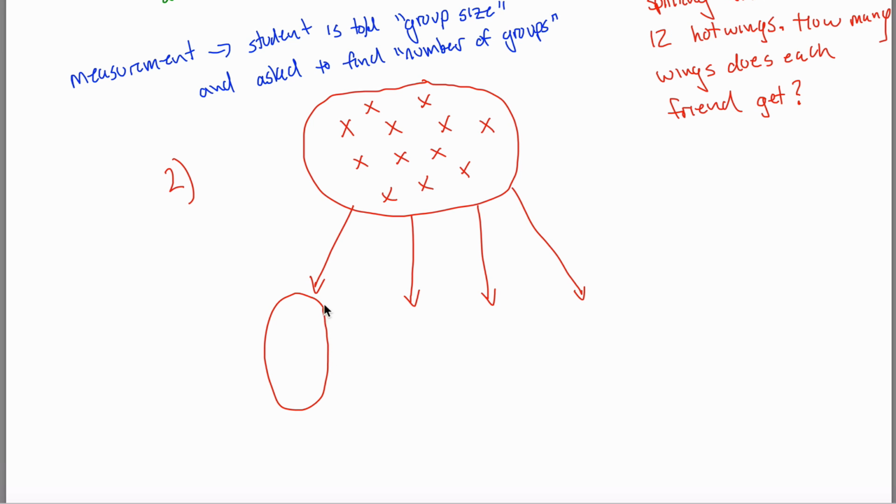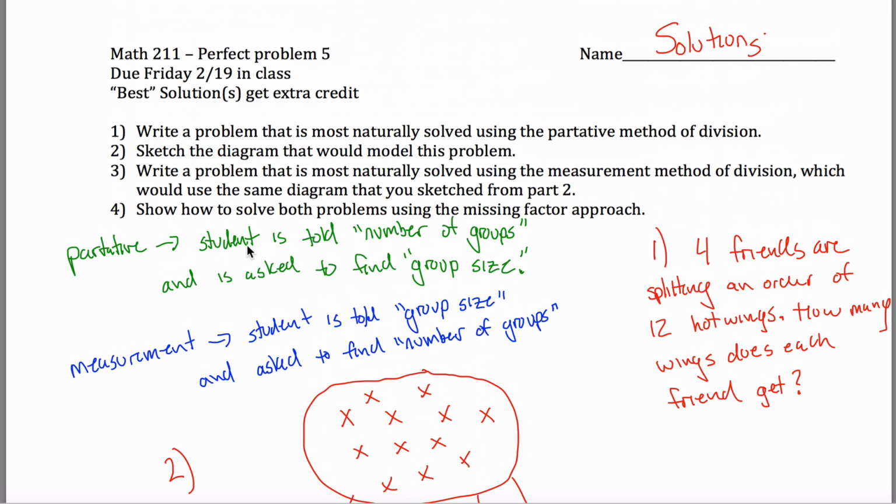Before I solve the problem, I don't know what the size of each of these groups are, but I do know that there will be exactly 4 groups down here. Note that that fits in the partitive here. I'm told the number of groups. I'm asked to find the group size.